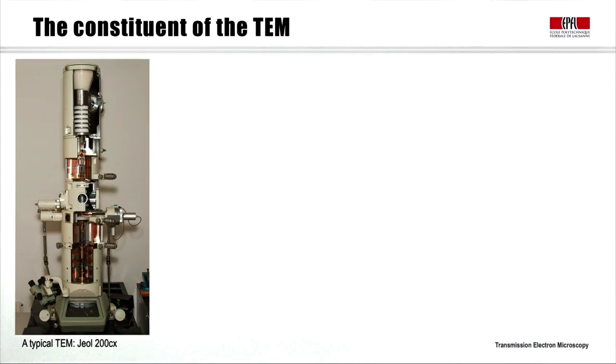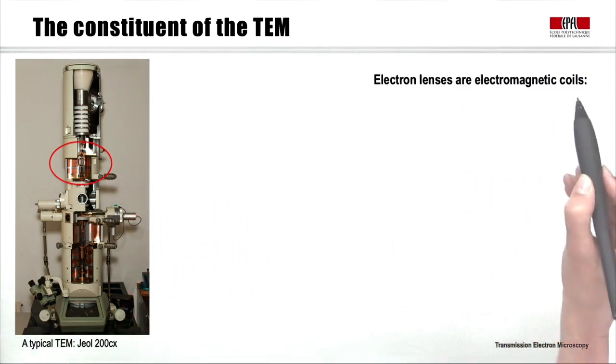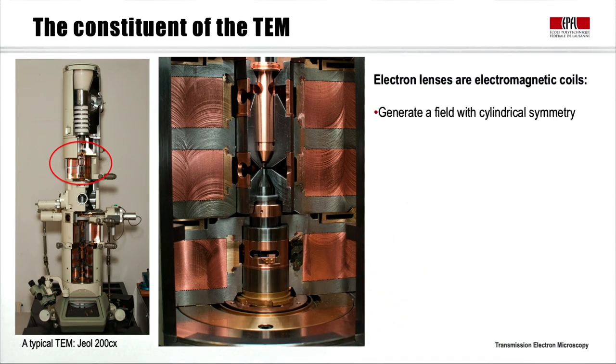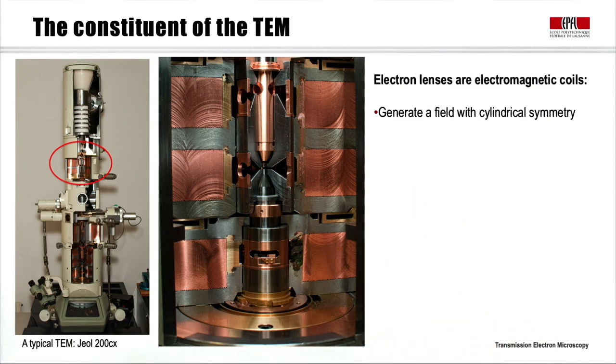Let's continue down the column to the next part, one of the most important ones. It's the electron lens. The electron lenses, you see some here, but also some down the column. They are electromagnetic coils. If you look at an enlarged picture where it's cut, you can clearly see how the wires, so it's just copper wires, are wound around the optical axis of the microscope, and when they are cut, you see all these wires there. So with this geometry, they will generate a field with a cylindrical symmetry.